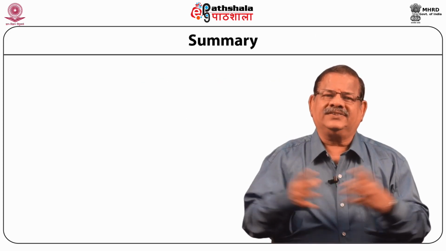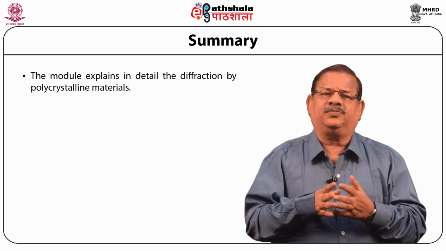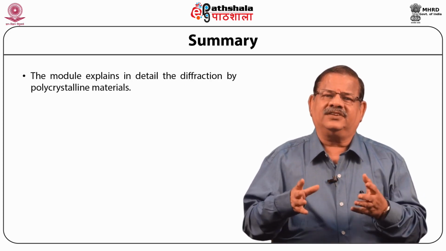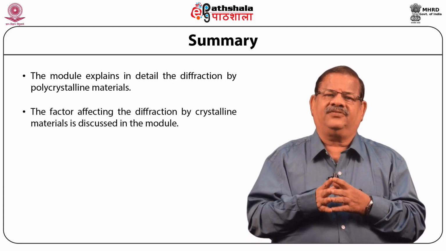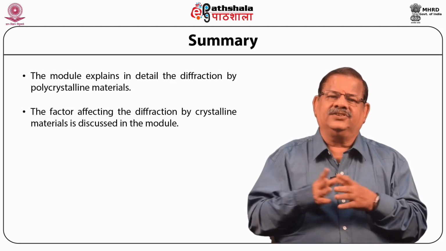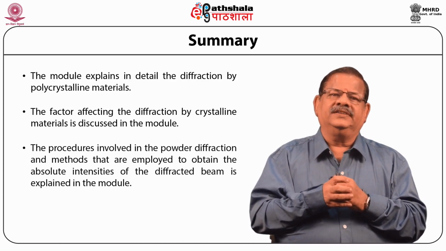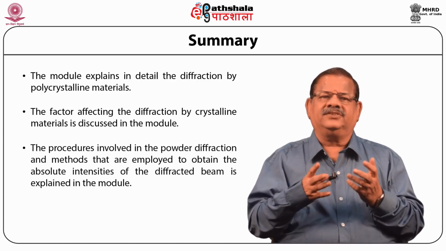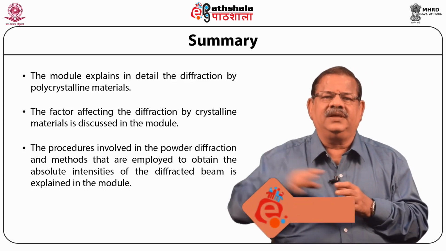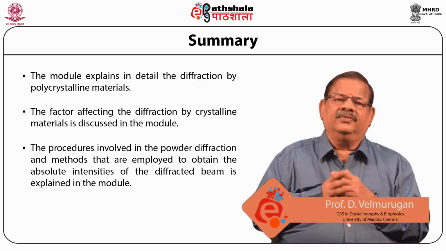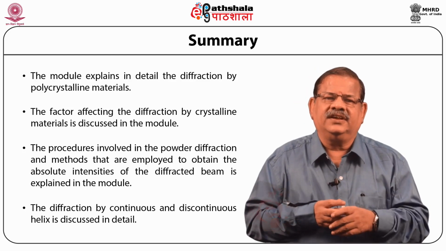So, students, let us summarize what we have learned so far in this module. The module explained in detail the diffraction by polycrystalline materials. The factors affecting the diffraction by crystalline materials were also discussed in this module. The procedures involved in powder diffraction and the methods that are employed to obtain the absolute intensities of the diffracted beam were also explained. The diffraction by continuous and discontinuous helix was discussed in detail.